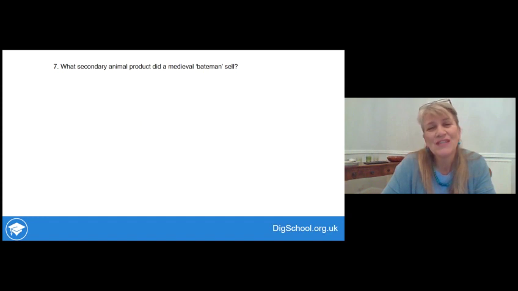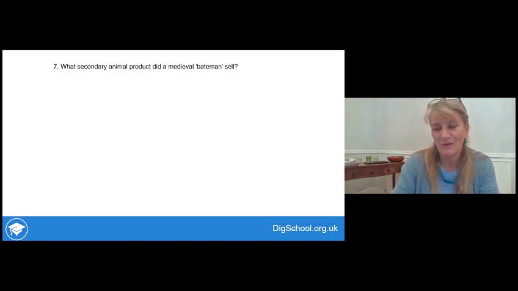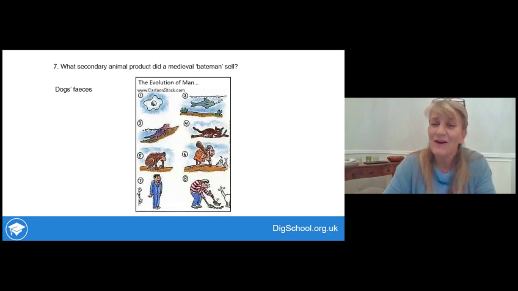Next question, what secondary product did a medieval bateman sell? Well, the answer to that question, we went through all those secondary products. I wonder if you've got the right one, because actually it's dog feces, dog poo. Some people actually earned a living going around collecting up dog poo. Not for the reason we do now, just to keep the streets tidy, but because it was a material that was used in the tanning industry to help preserve leather. It's been a smelly job.